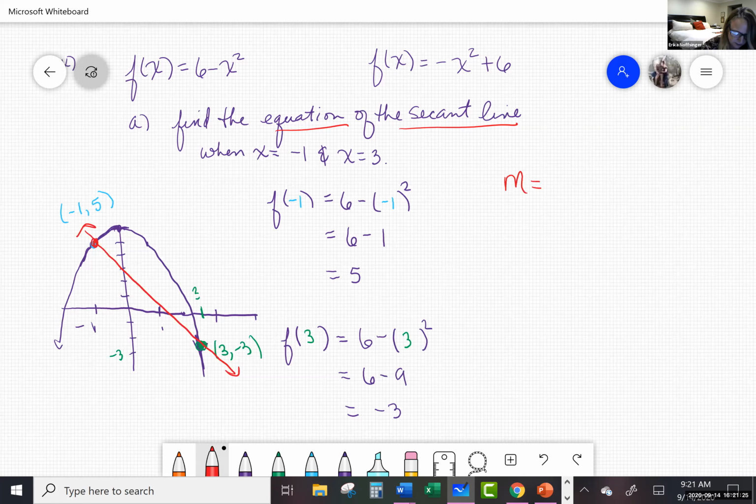So if I start with this point on the left, my y value is 5 minus the y value on the right, -3, all over the x value on the left, -1, minus the x value over here, 3. So I get 5 minus -3, 5 plus 3 is 8, all over -1 minus 3, which is -4. So I find my slope is -2.